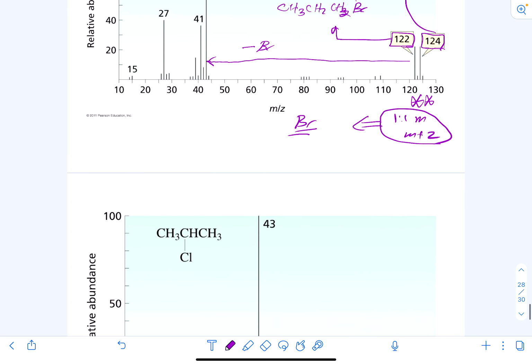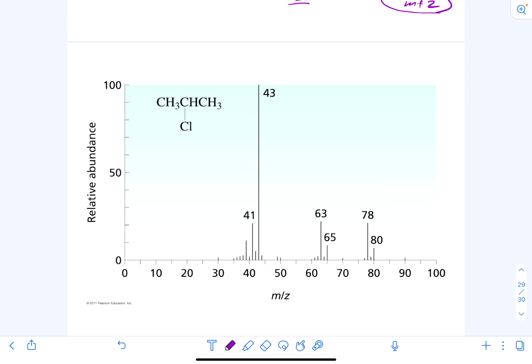Now you can see the exact same thing with chlorine. If you look at chlorine, now we have an M and an M plus 2 that are about a 3-to-1 ratio, because of a 75-25 split of chlorine 35 and chlorine 37. So this M peak is going to come from that 2-chloropropane that has the most abundant chlorine 35 isotope, and then this M plus 2 peak at 80 comes from that 25% or so that has the chlorine 37.